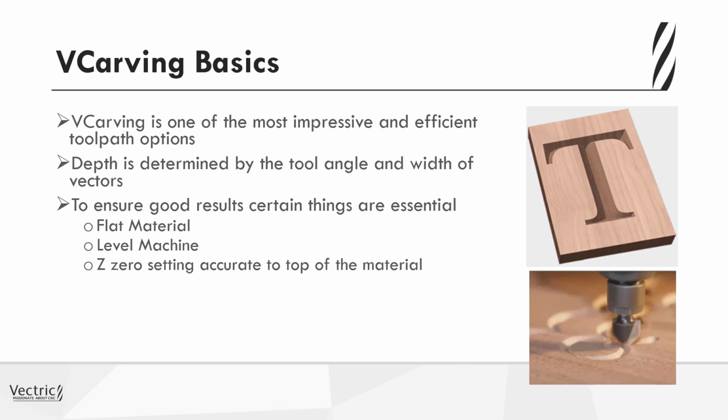Another thing that we need to think about and make sure of is that the tool's Z0 is set accurately to the top of the block. Setting to the top of the block eradicates the necessity of accurately measuring the thickness of the material and ensures that the tool enters and leaves the material where it should to create the sharp points that it requires.